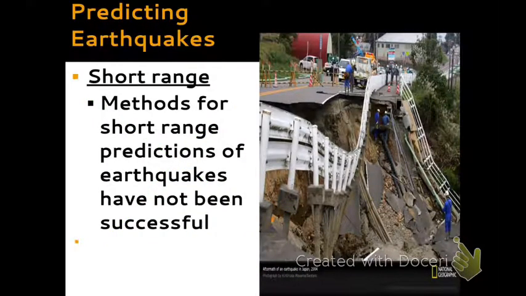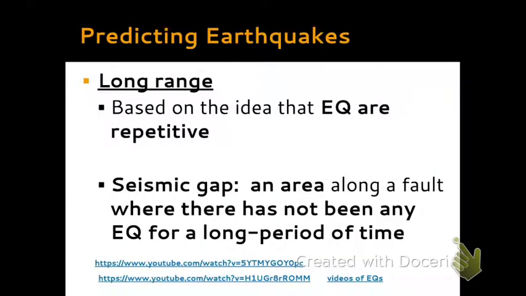Now, are we in danger of having giant earthquakes here in North Carolina? No, there's not an active fault line really close to us. But California, on the other hand, lives on a major transform boundary with a bunch of active faults. So a lot of times, it's when is the big earthquake going to hit them? Because we do have something called a seismic gap, and this has to do with the long-range prediction.